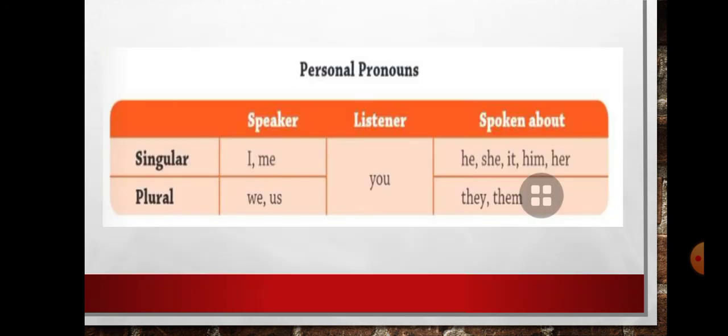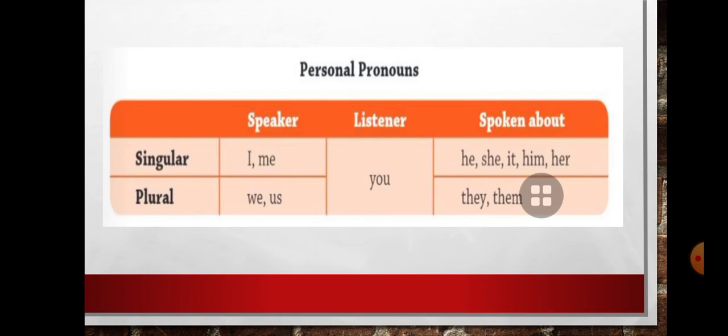And the personal pronouns, in singular case we use I, me. Listener, only you are listener. In all the cases you are listener. Second person is you. And third person in singular case: he, she, it, him, her. It means we are spoken about. Those persons we are spoken about are called third person.